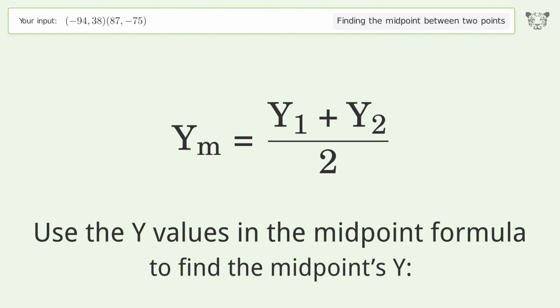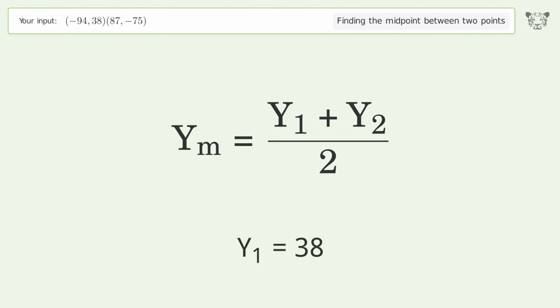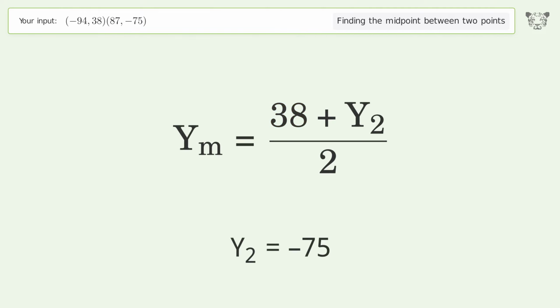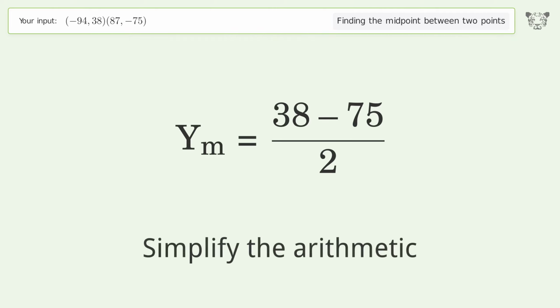Use the y values in the midpoint formula to find the midpoint's y. y1 equals 38. y2 equals -75. Simplify the arithmetic.